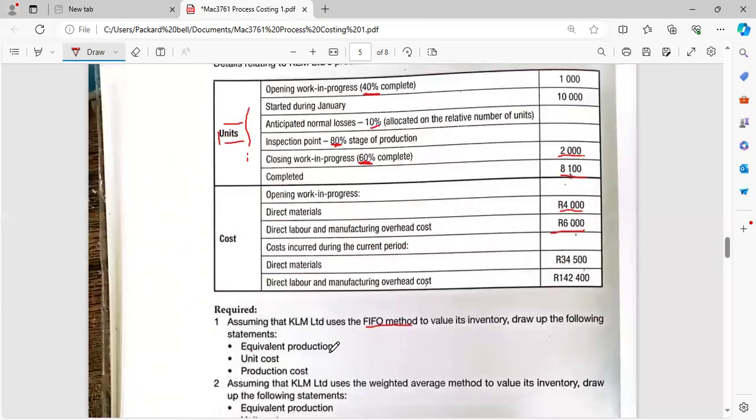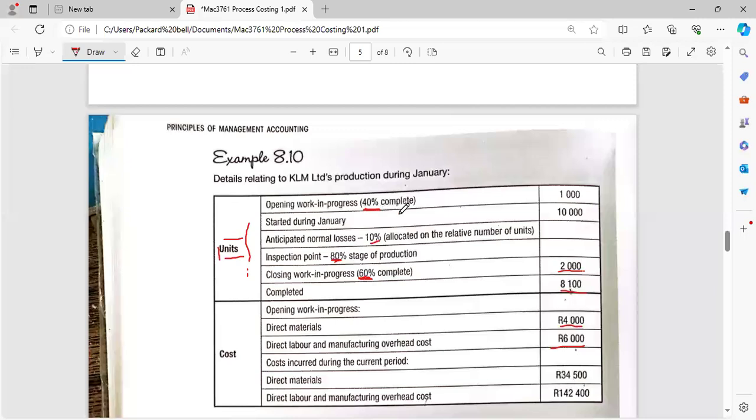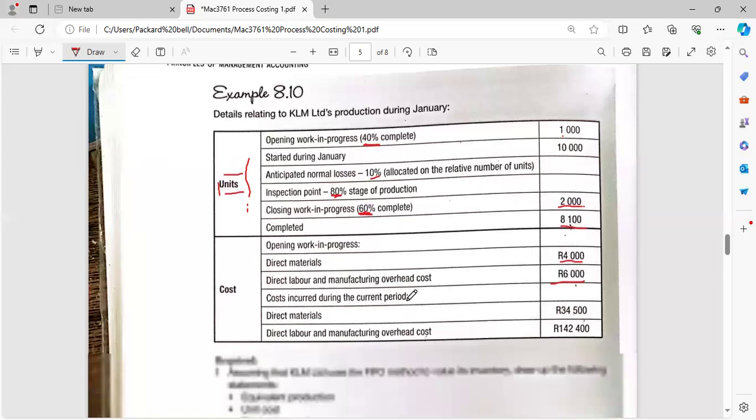But if you check this opening work in progress, when they came, they were 40% complete. But as we are using FIFO, what it means is we need to separate them in our output units. We have to separate them. Remember, we're using FIFO, which means we are going to have a normal loss for this separately. Because it did not reach the inspection point in the previous year, in this current year we are going to have a normal loss on it.